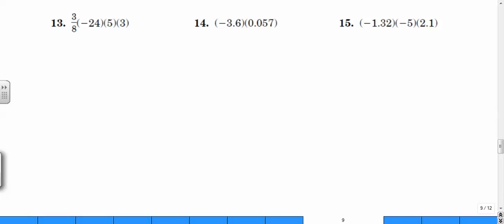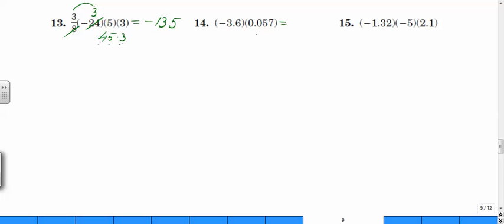Next problems. You have positive times negative times positive times positive. The answer would be negative, right? Can I cross cancel here? Sure, because 8 goes in 24 3 times. And then I'm following order of operations. 3 times 3 is what? 9. 9 times 5 is what? 45. 45 times 3 will be what? 3 times 5, 15. 3 times 4, 12, plus 1, 13. The answer will be negative 135.